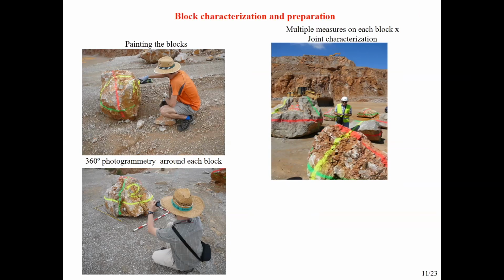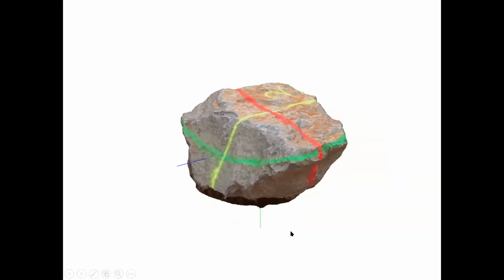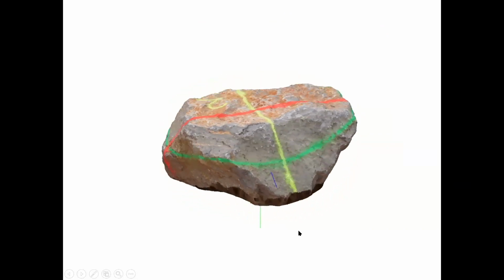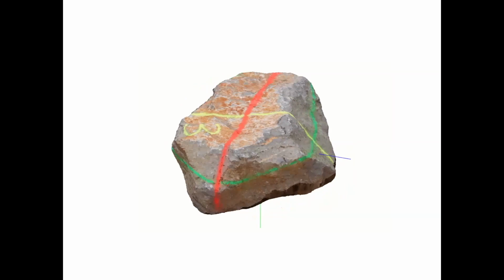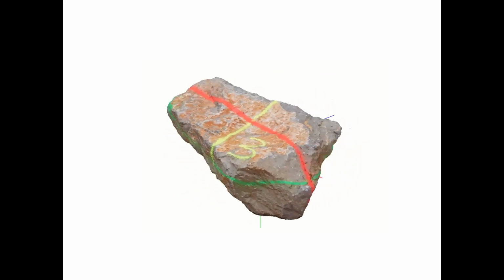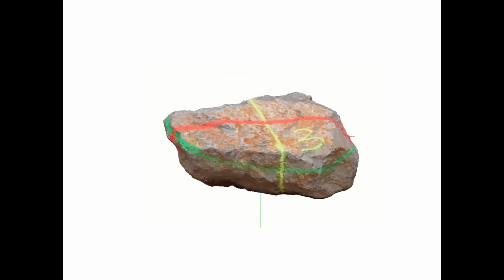We made a photogrammetry survey for each block, and we made multiple measures on each block for joint characterization purposes. Here is another picture about the preparation, and another picture of the joint characterization. With this 3D photogrammetric survey, we get this 3D model that can be inspected later on in order to make further measurements and further studies. We can have this model even in the case the block has disappeared or has been fragmented during the drop.